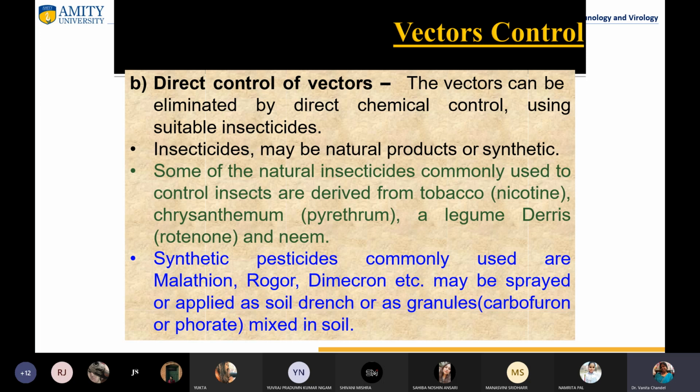Synthetic pesticides are again malathion, Rogor, or Dimecron. They can be sprayed or applied as a soil drench, or as granules mixed in the soil.